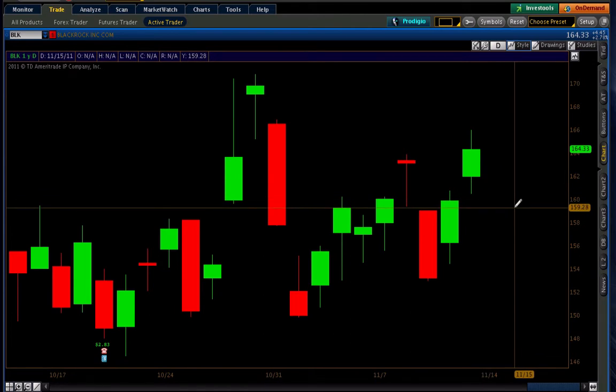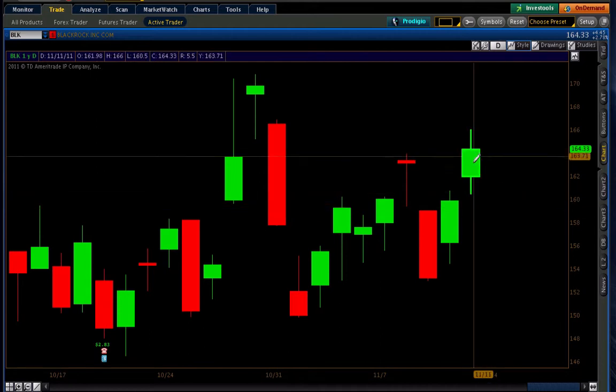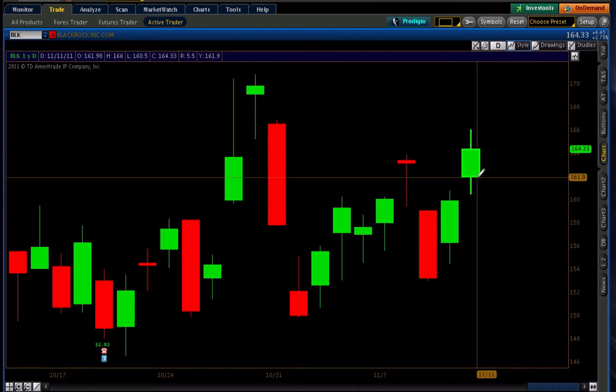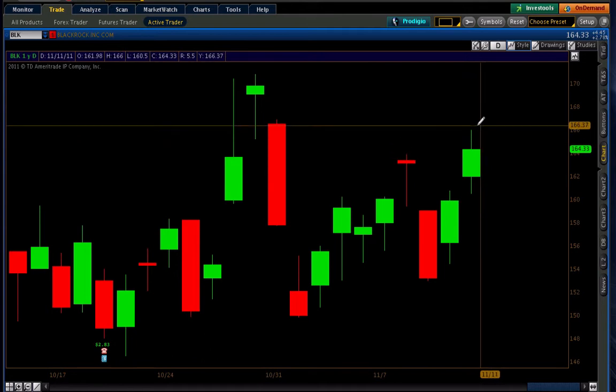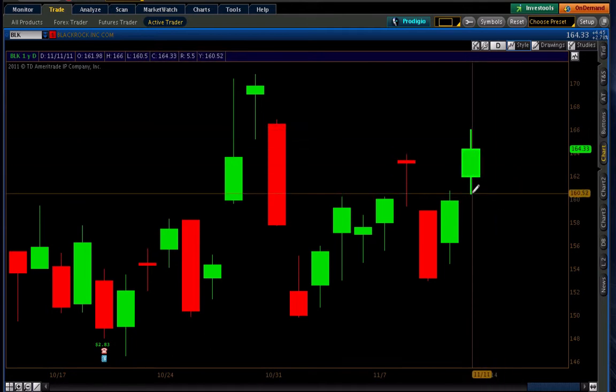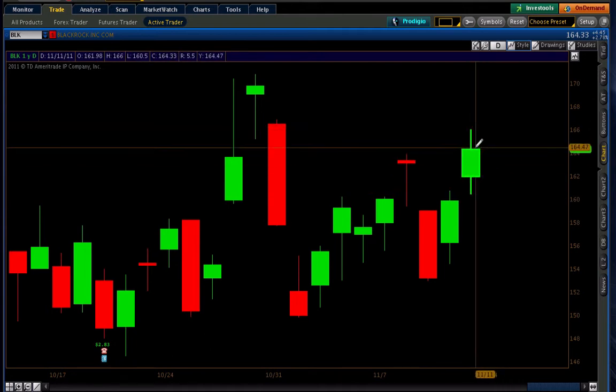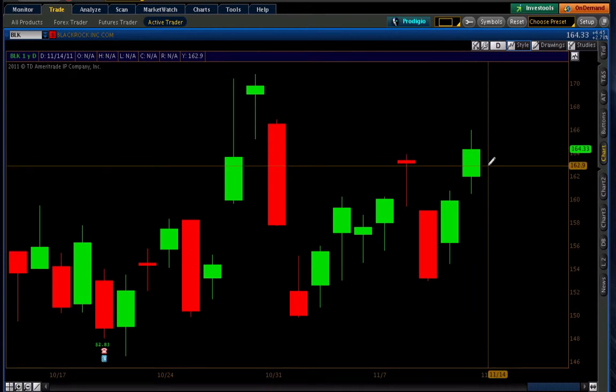Now, on a candle, you have the open, the high, the low, and the close. So if we look at this chart here, we have the open, which is here, we have the high, we have the low, and we have the close. So with that, we have different things in the candle which are called the wick and the body.